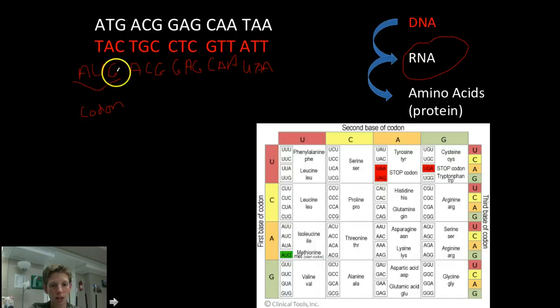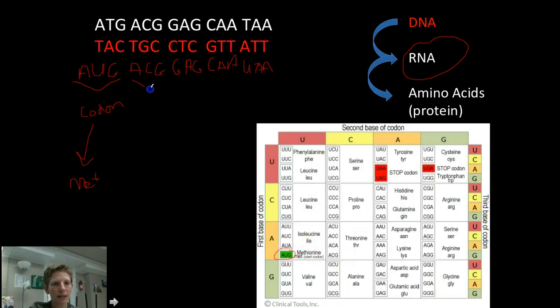So AUG, you can see down here, AUG, it corresponds to an amino acid called methionine. And that's actually a really special amino acid. It's the amino acid that starts all proteins. It's called a start codon. So then we know that we're going to have a protein that starts with methionine, or MET is what it's abbreviated to.